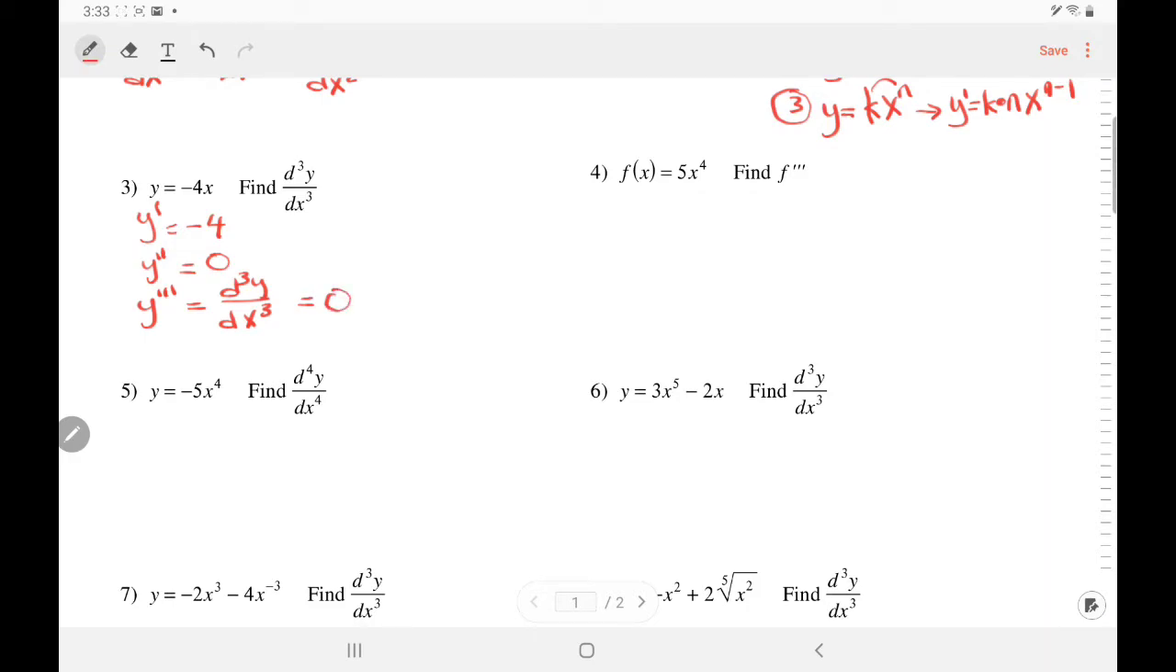Let's try number 4. So first derivative is just f prime x. We'll use rule number 3 where you multiply constant and exponent. That's 20x. Reduce the power by 1, it's 3. Second derivative, multiply 20 and 3, that's 60x. Reduce the 3 by 1. Now third derivative, multiply 60 and 2, so it's 120. X, reduce the 2 by 1, and we are done.